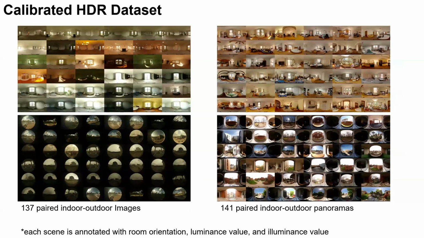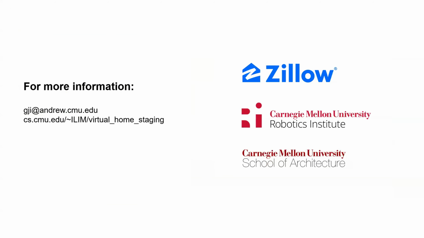In the meantime, I captured the HDR data set on my own. We have 137 plus 141 in total, like 278-ish paired indoor-outdoor images. Each scene is annotated with room orientation, luminance value, and illuminance value. I manage the data set, and it's open to the public, so please let me know if you want to download it. If you want more information, you can visit our project website. This work is funded by Zero Group. Thank you.